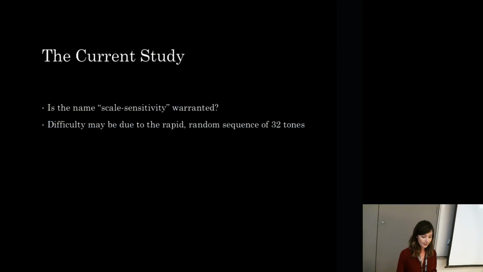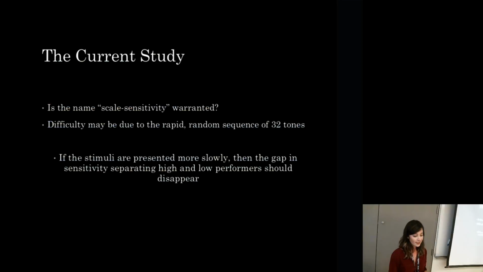That leads us to the current study, where I question, is this named scale sensitivity actually warranted? Because the difficulty in this task may solely be due to how rapid and random this sequence of 32 tones really is. And so my driving hypothesis for this experiment is that if the stimuli are presented more slowly, then the gap in sensitivity that separates the high and the low performers should disappear. And so the low performers should effectively perform better if the stimuli are a little bit slower.